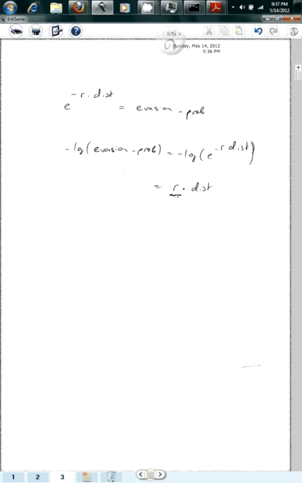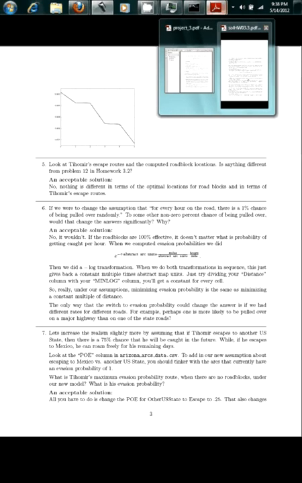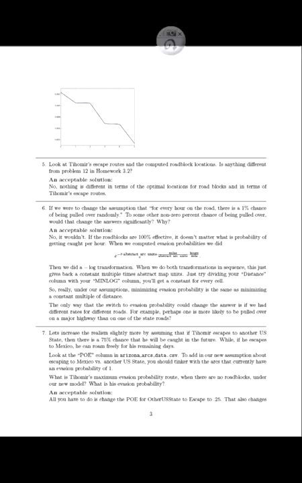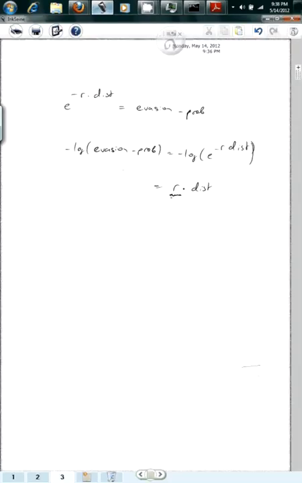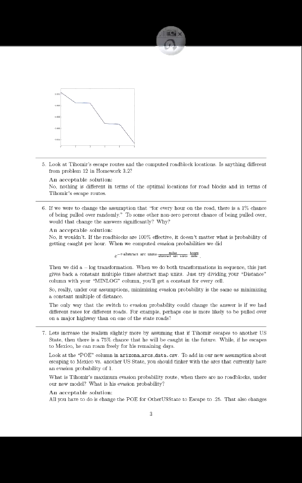All of the computed roadblock locations are looking exactly the same. So in the next question, I ask, what if we were to change the assumption that for every hour on the road, there's a 1% chance of being pulled over randomly? Well, the only thing that changing this assumption does is it changes this constant r. And so it doesn't matter what that constant is. It could be 0.5, it could be 500,000. We're still going to get the exact same paths and the exact same roadblock locations. So changing that assumption is going to change absolutely nothing about the answers that we get out of this problem.